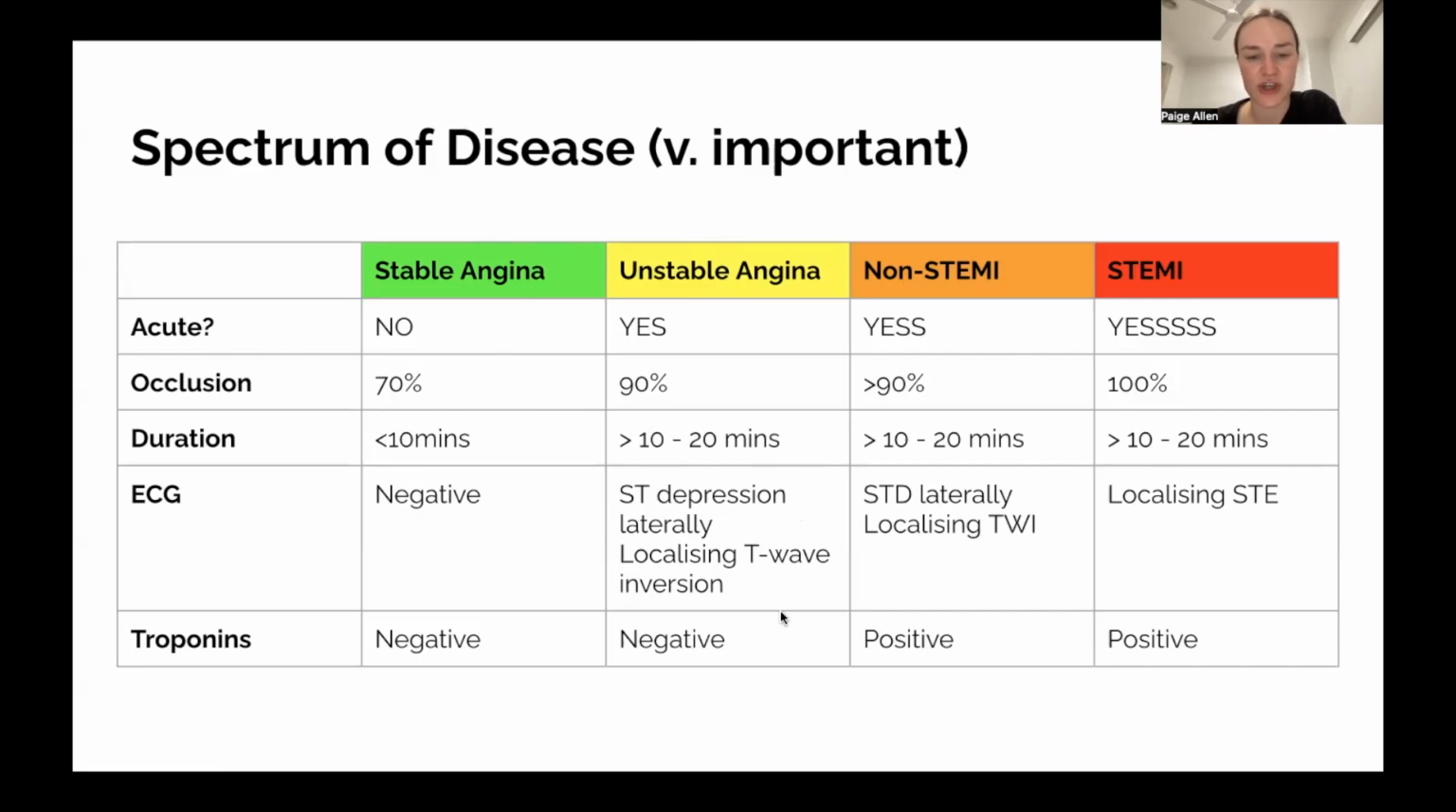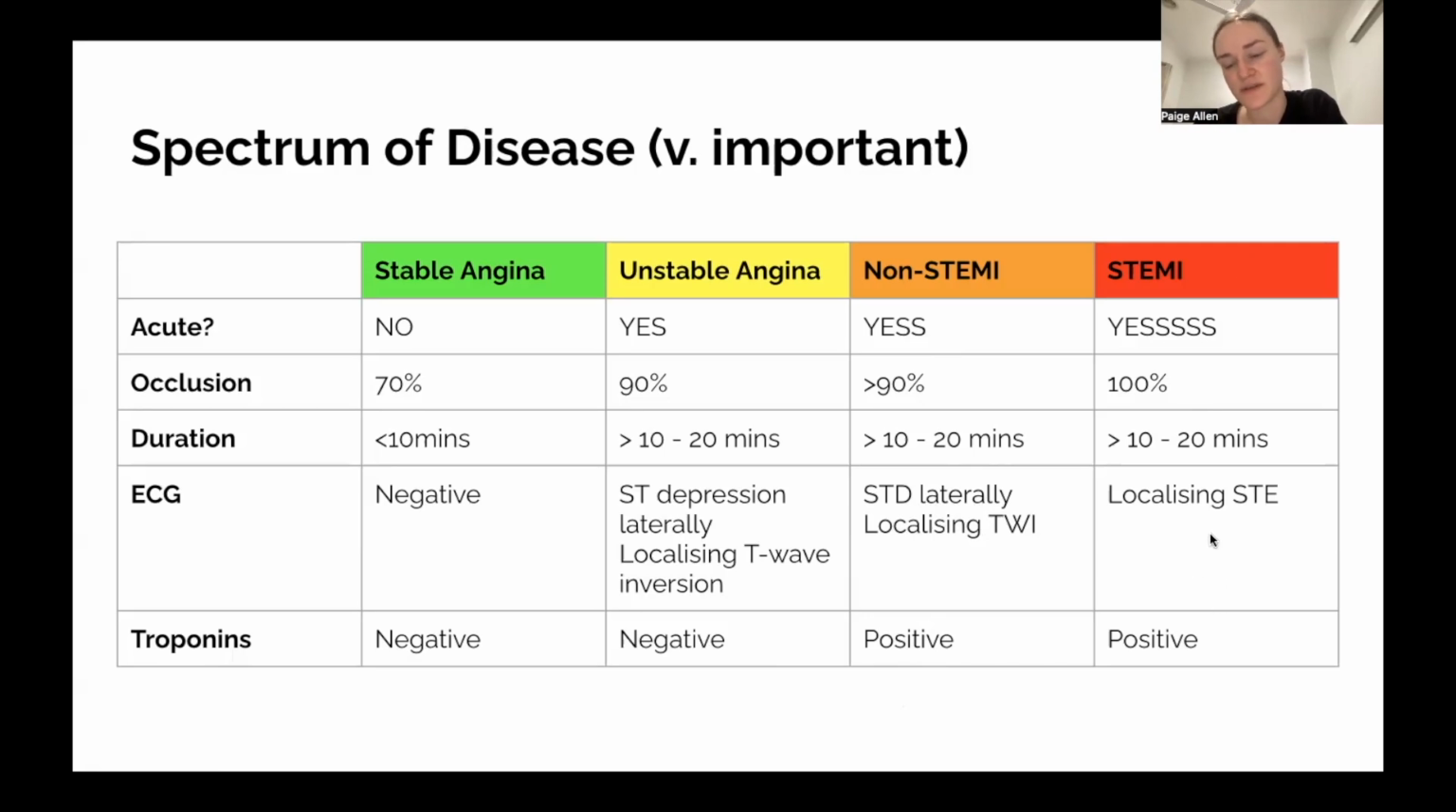In unstable angina, generally you still don't see any troponin changes, but you can get some ECG changes. You can get a bit of ST depression or some ST inversion in certain areas. And NSTEMI obviously is more severe. At that point, you're actually going to get some damage to the myocardium, so you're going to have positive troponins. Again, that's released whenever there's actual myocardial damage. And then the ST depression, you're going to see localizing to whichever vessel is being occluded.